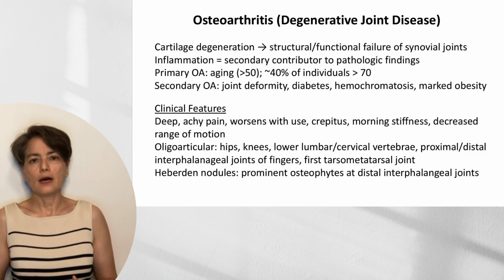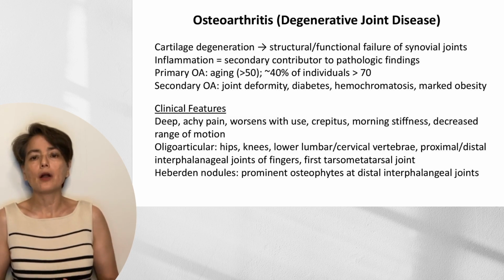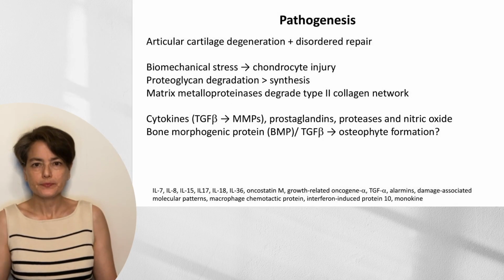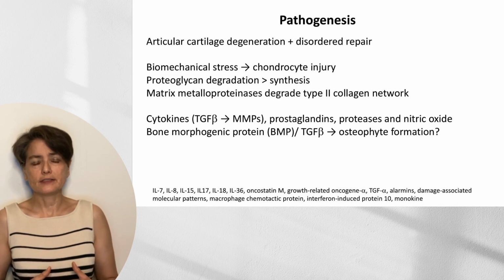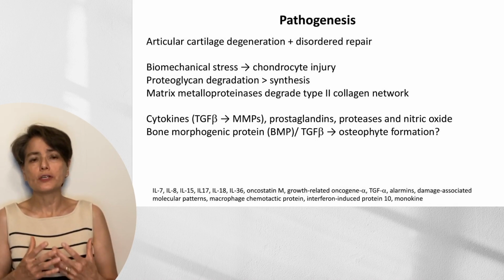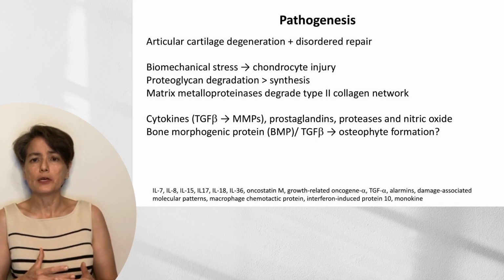One thing you can see clinically is something that's referred to as a Heberden nodule, and this is when we get osteophytes that are quite prominent at the distal interphalangeal joint, and we'll talk more about osteophytes in a moment. So what is the pathogenesis? So we have some sort of articular cartilage degeneration, and this plus disordered repair leads to osteoarthritis.